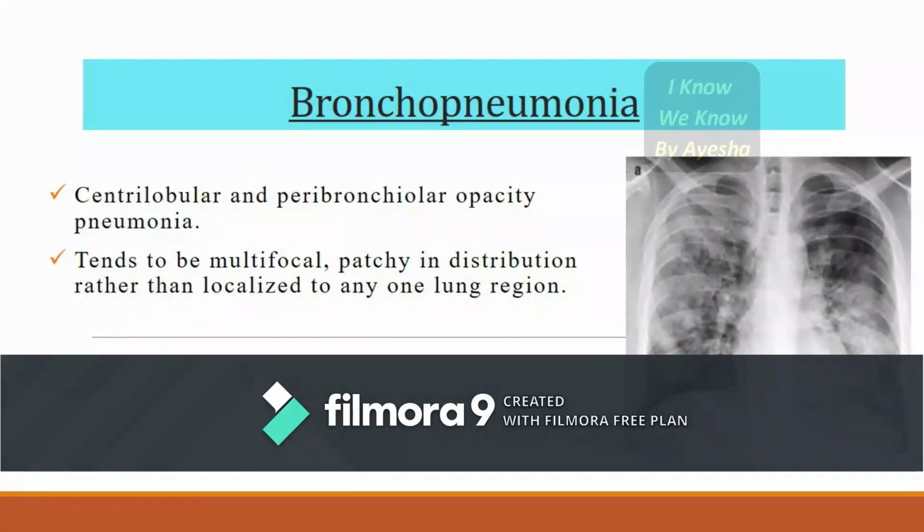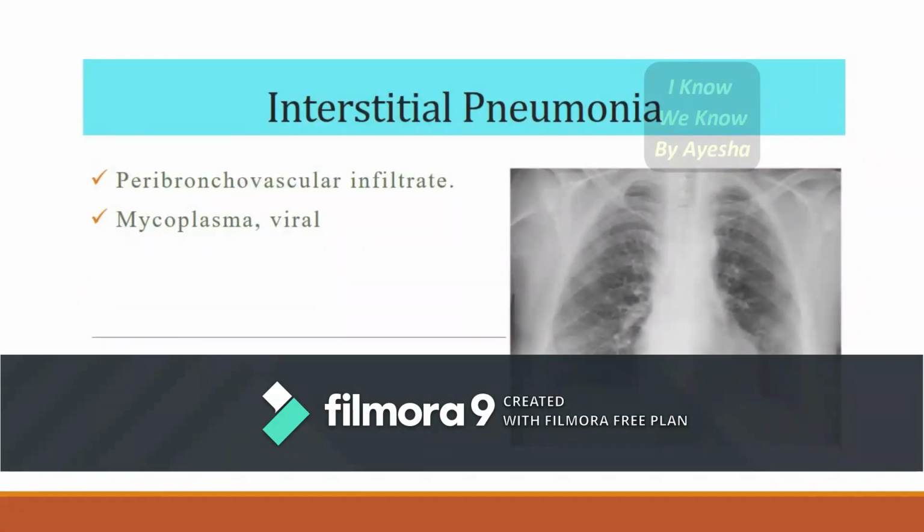Bronchopneumonia: centrilobular and peribronchiolar opacity of pneumonia occurs here, tending to be multifocal and patchy in distribution rather than localized to any one region of the lung. In interstitial pneumonia, mainly peribronchovascular infiltrates occur, which is caused by mycoplasmas and viruses.